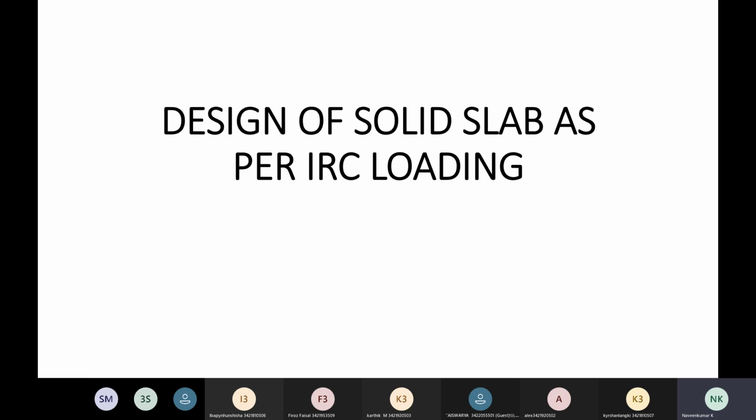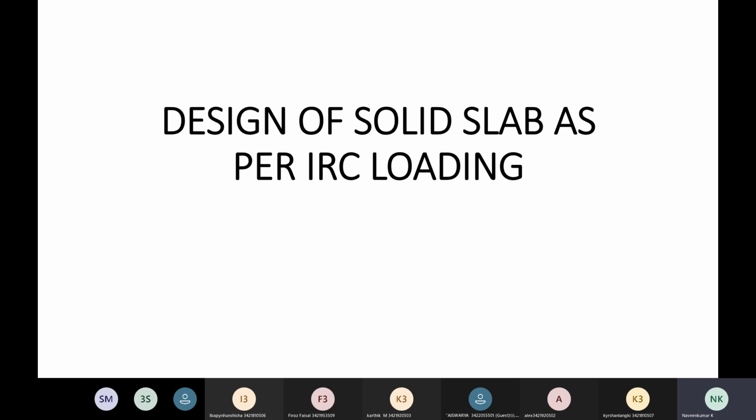IRC is the Indian Road Congress, which provides the guidelines for the load conditions while you design the elements for bridges, not only for bridges, but for transportation. In some cases pavements can also be designed this way. For example, in airports, the runways and pavements can also be designed as per the IRC loading.